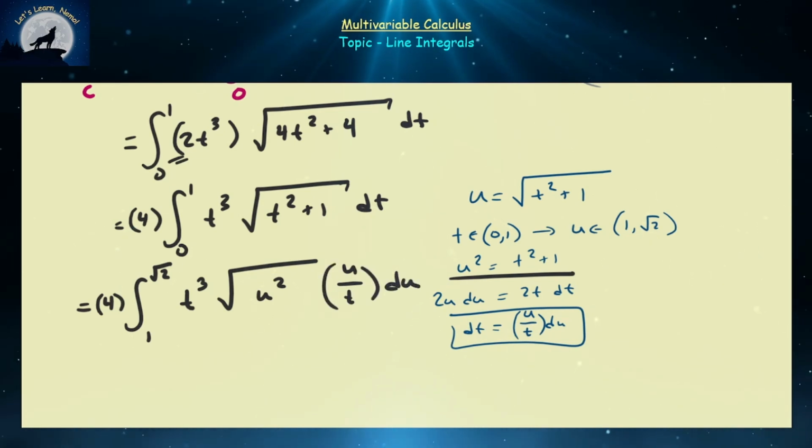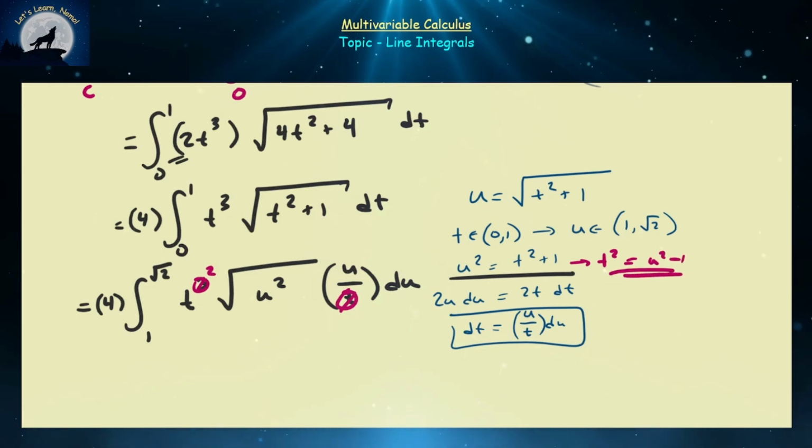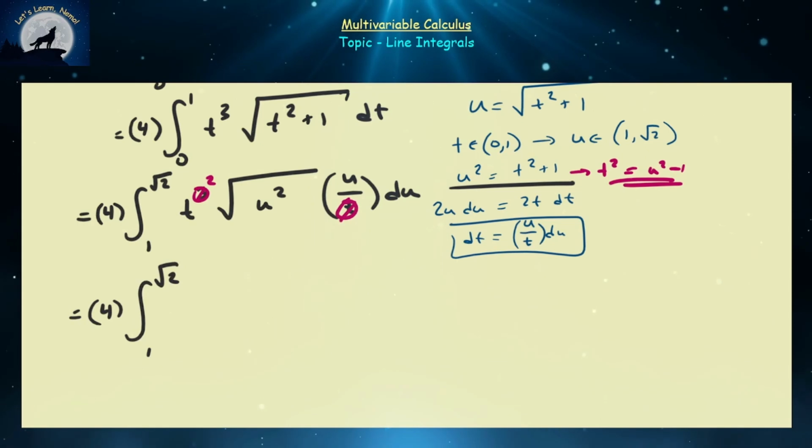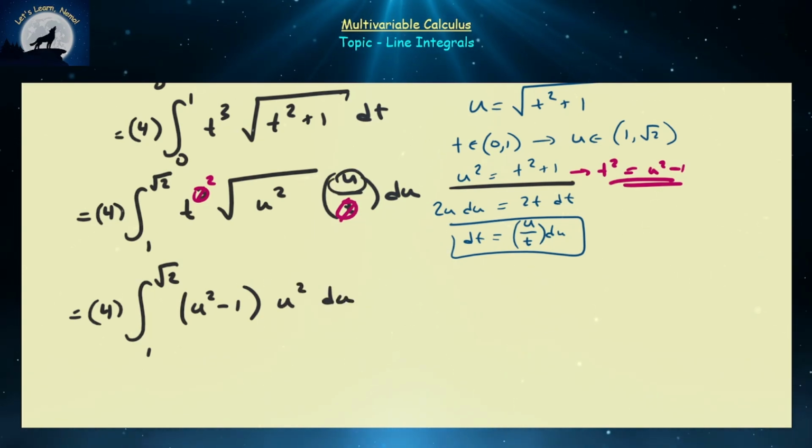Notice that one of these u's is going to cancel out here, so that's going to cancel with that, and that's going to cancel with that. And then we're going to be left with t², and we know that t² will be equal to u² - 1, so we can use that substitution here quite nicely. Right? So what does that look like? It's going to be 4 times the integral from 1 to the square root of 2, and then t², which is the same as u² - 1, and the square root of u² is going to be equal to u, and u times that u is going to be equal to u² du.